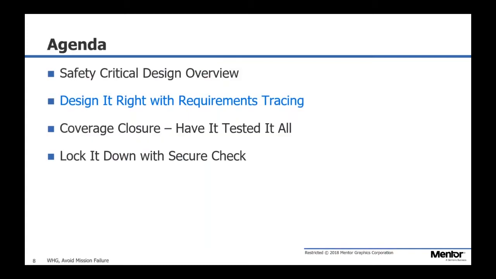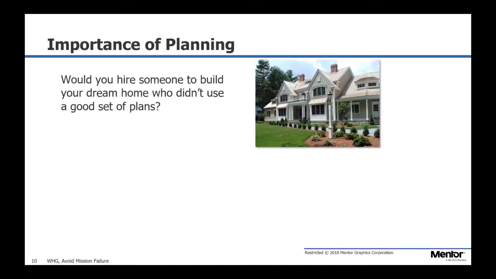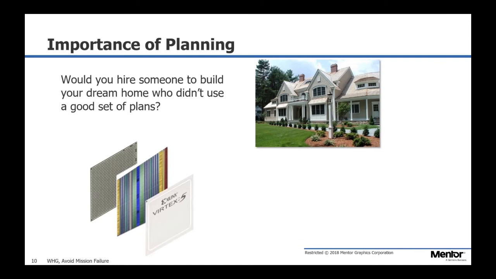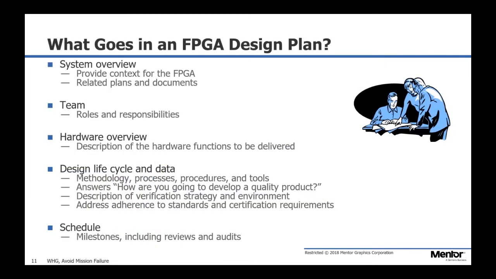So it really starts out, as I said, with this planning document. A good planning document is like the blueprints for a house. It is really saying exactly what's going to be done and making a lot of the decisions up front as soon as possible. So you really need a system overview, all the documents. You need to say what the team is, what everybody's responsibility is going to be, an overview of the hardware, oftentimes the life cycle and the data of the project, what's going to live in there, and then setting out a schedule with milestones and reviews and audits.